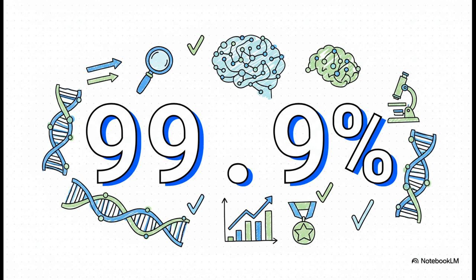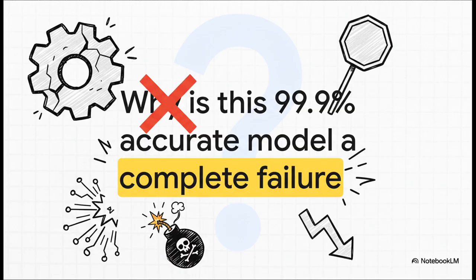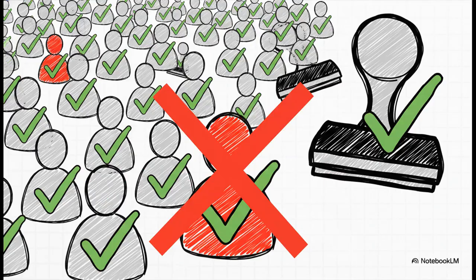So let's say you built an AI to screen for a rare genetic disease. You run it on your carefully prepared test set, and it comes back with 99.9% accuracy. Incredible! That's a huge success, right? Time to publish the paper and celebrate. Well, not so fast. Because what if I told you that this 99.9% accurate model isn't just useless, but it could actually be dangerous? So here's the catch.